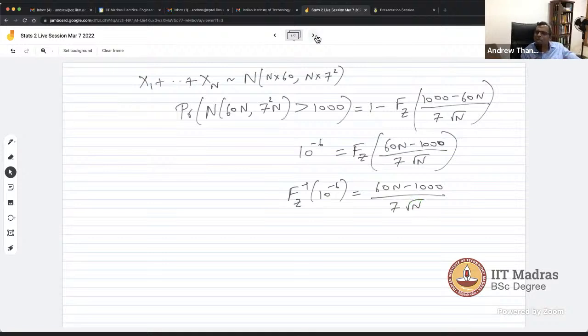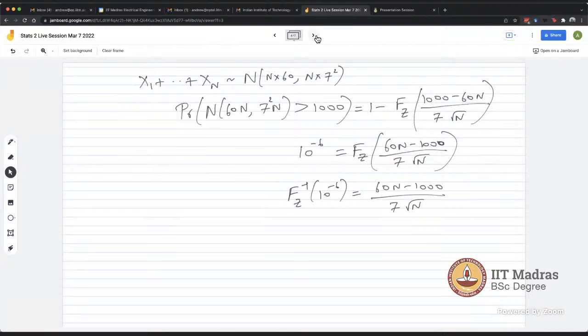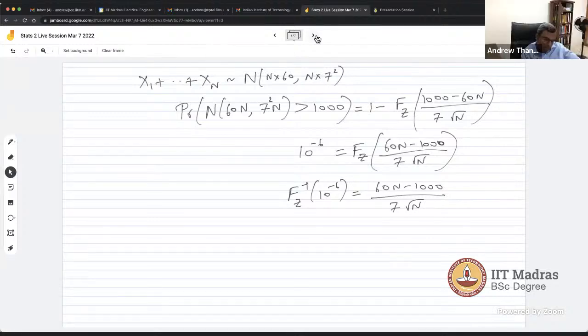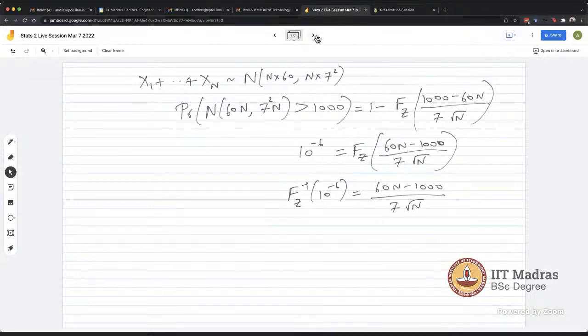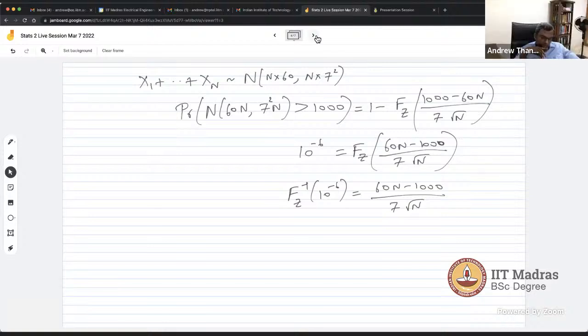I think you'll get only one answer, right? One of them will be meaningful, the other might be negative or something, so you don't need to worry about that. So you'll get a value for n, and if it's not an integer, you round it down to the integer that's possible. Okay, so you see how this sort of inverse problem can also be solved.